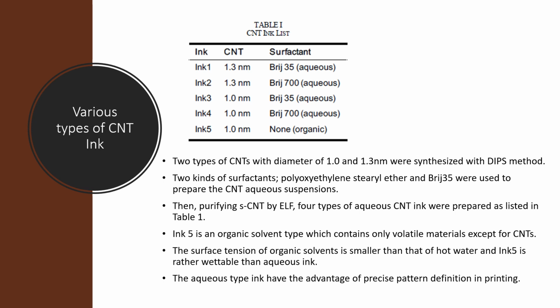Ink 5 is an organic solvent type. After the semiconducting CNT purification by ELF, the surfactants were rinsed away from the CNT suspension by ethanol. Then the CNTs were dried and dispersed into a mixed solvent of xylene and dichloroethane using ultrasonication. Ink 5 contains only volatile materials except for CNTs. However, the surface tension of organic solvents is smaller than that of water, and ink 5 is more wettable than aqueous ink. The aqueous type ink has the advantage of precise pattern definition in printing.